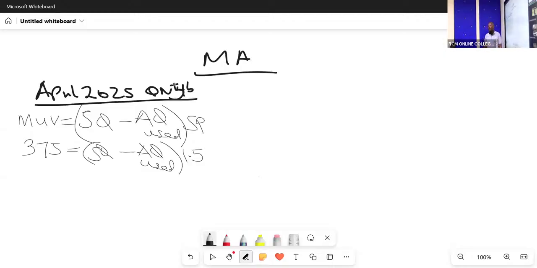So then can you kindly do me a favor by making the two the subject of the formula? Remember what we said is that these two will be taken as if they are 1 unit. They are 1 item. So basically come and divide both sides by what here? You divide by 1.5. So if you do that, you will end up getting 375 divided by 1.5, which gives me 250.